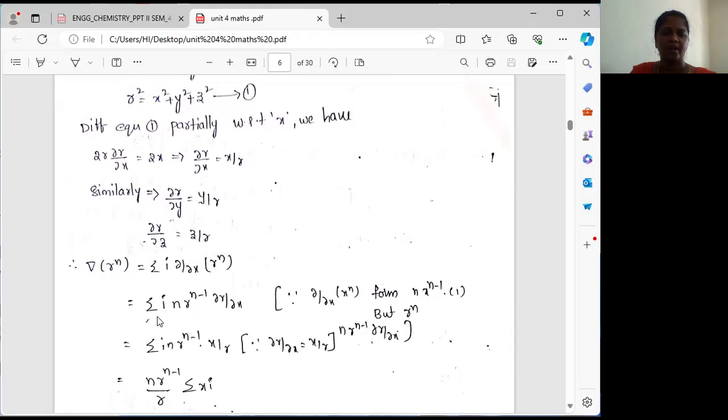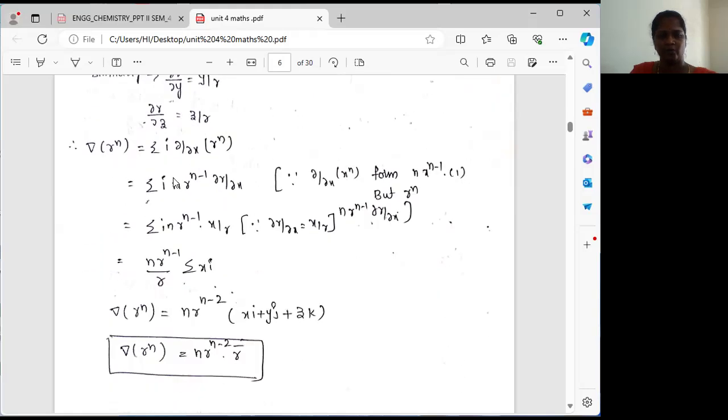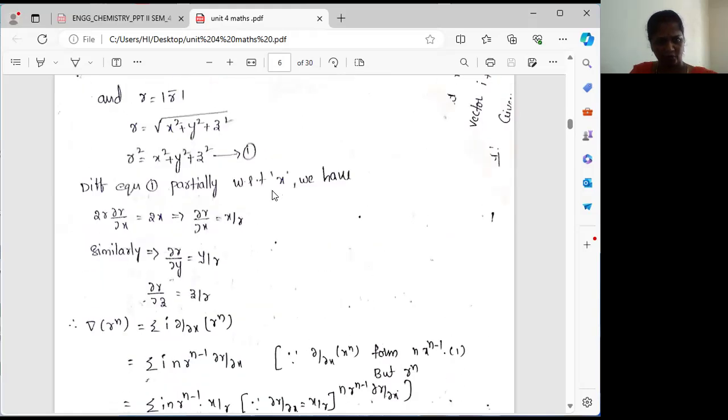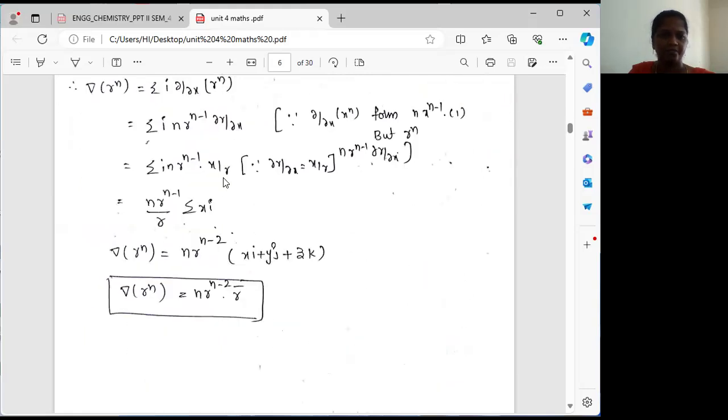So in summation of i, ∂/∂x of rⁿ, xⁿ form gives n rⁿ⁻¹. Again differentiate the inner function r, ∂r/∂x. But ∂r/∂x equals, as we know above, x/r. So n rⁿ⁻¹ by r is common to all three terms, summation of x i. Summation x i means in the ∂/∂x term xi, in the ∂/∂y term yj, in the ∂/∂z term zk.